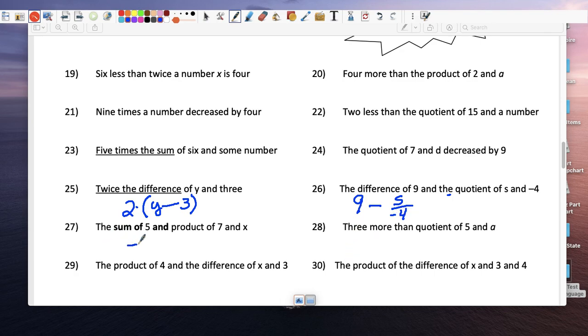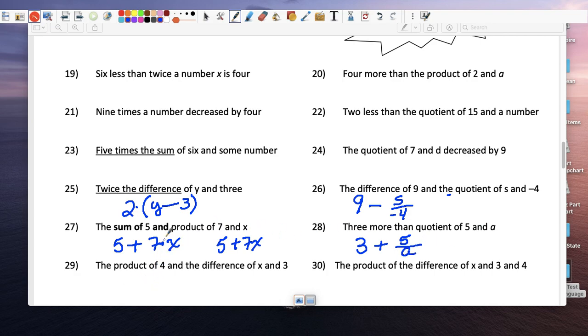Sum, if you see the word sum, it means you have to add. So the sum of 5 and product means multiplying. So 7 times x. So it's a sum of 5 plus 7x. 3, more than means addition. Quotient, 5 and a.